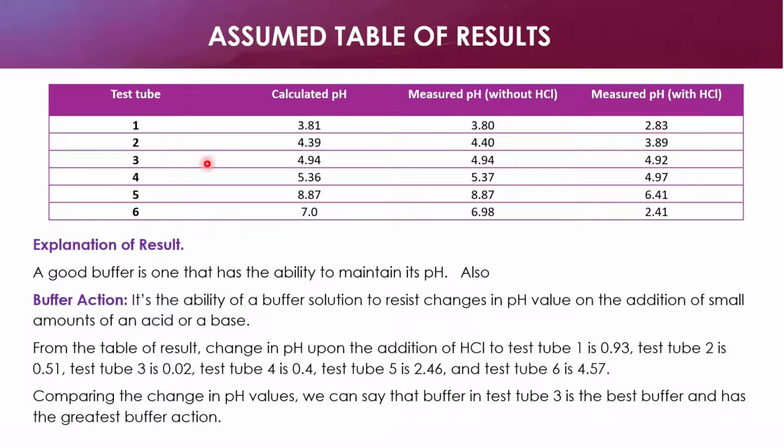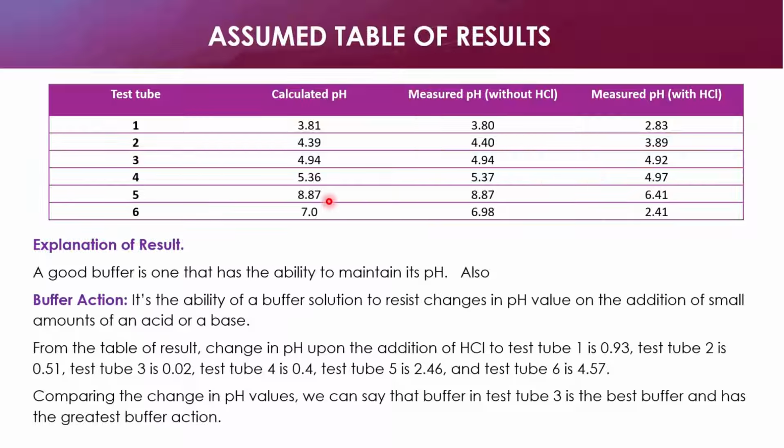For test tube 2, the calculated pH is 4.39, the measured pH without HCl is 4.40, and the measured pH with HCl is 3.89. For test tube 3, the calculated pH is 4.94, the measured pH without HCl is 4.94, and the measured pH with HCl is 4.92. For test tube 4, the calculated pH is 5.36, the measured pH without HCl is 5.37, and the measured pH with HCl is 4.97.